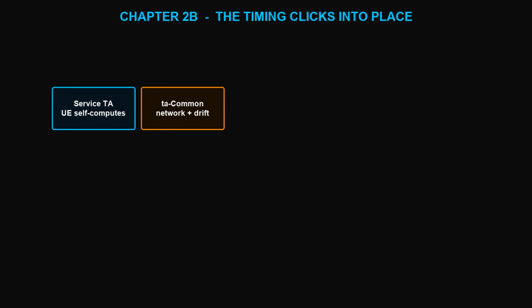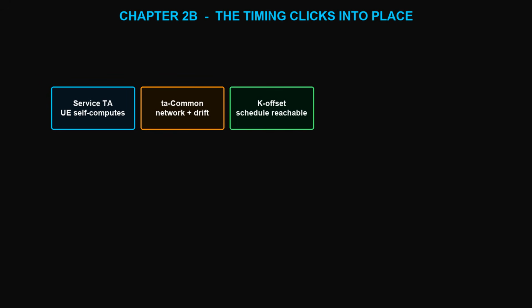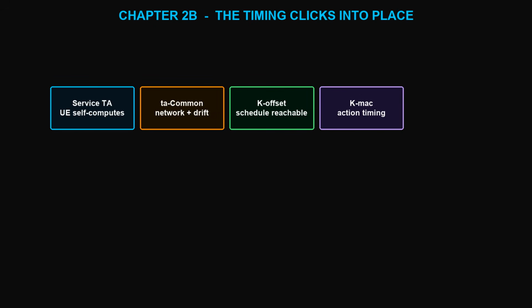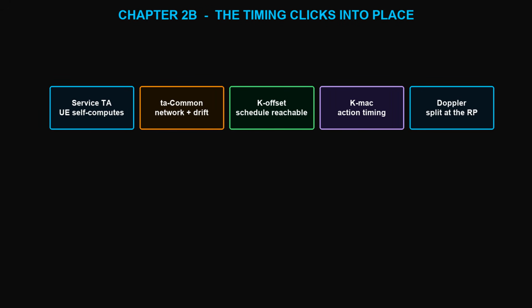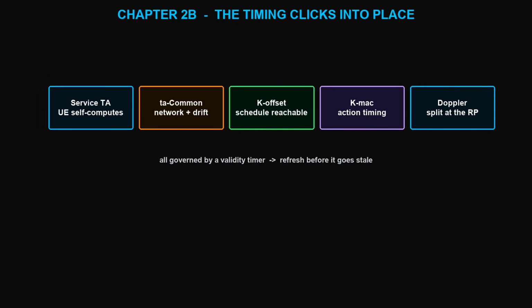So here is the complete picture. Your phone computes the service link half of its timing advance from GNSS and ephemeris. The network supplies the common half in SIB19 with a drift term to extrapolate between updates. K-offset shifts the whole uplink schedule far enough into the future that the phone can actually meet it. Kmac aligns when commands take effect across the feeder link, and Doppler is pre-corrected on each segment, the same split, at the same reference point. All of it governed by a validity timer, so the moment the numbers go stale, the phone refreshes before it dares transmit. That is how a phone stays perfectly in sync with a satellite it can barely see.